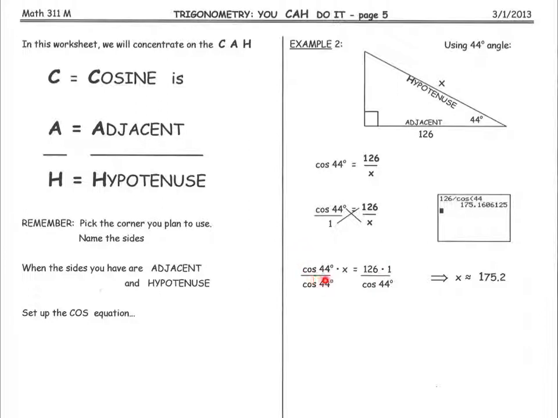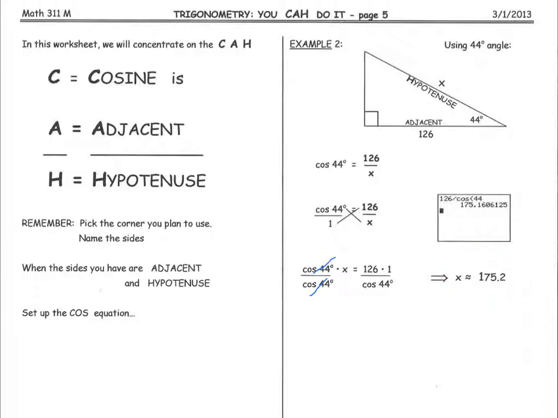So here's our cosine 44 degrees times x is equal to 126. Now all we have to do is divide by cosine 44, so they cancel out, and divide by cosine 44 on the other side, and we're left with the fact that x is 126 divided by cosine 44. Put it into your calculator, making sure that you're set to degree mode, and 126 divided by cosine 44 comes out to 175.16, which rounds to 175.2.